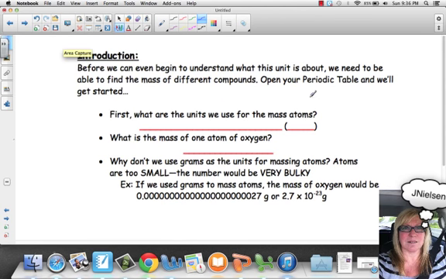First, what are the units we use for the mass of atoms? Well, the units that we use, and we mentioned this in the atomic theory unit, is atomic mass units, and we abbreviate that AMU. So what is the mass of one atom of oxygen? Well, if you look on the periodic table, you see that the mass of oxygen is 15.9994, and that is AMU.